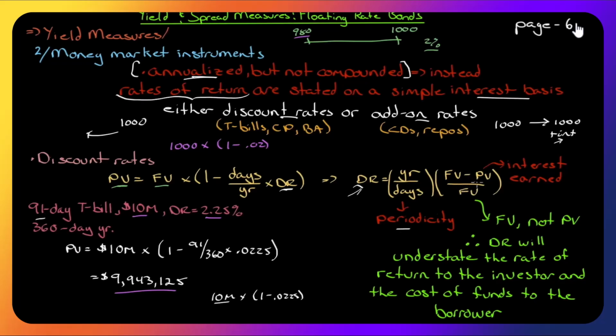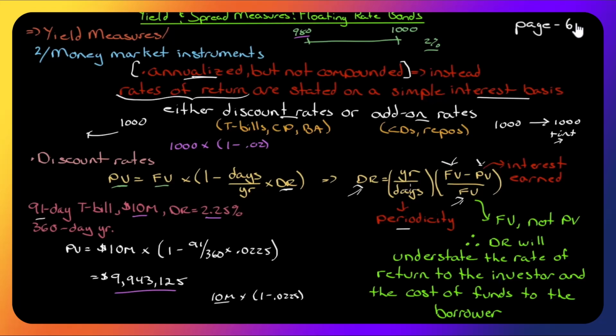Let's look at this term. What is the numerator? Future value is what we're going to get. Present value is what we pay. That must be the interest earned. The difference between the two is the interest earned divided by, there's the oddity, divided by future value. It should be divided by the present value, right?